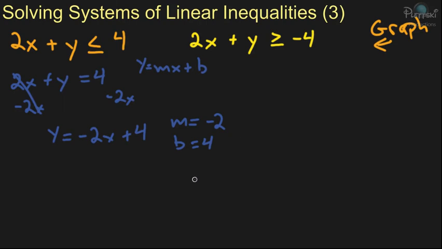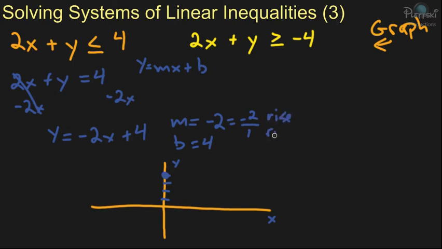We'll graph it by using the y-intercept. Here's your y, and here's your x. The y-intercept, which is 4. And the slope is negative 2, so you go down 2 and over 1. You can also write the slope as negative 2 over 1, so that you have rise over run. And your rise is negative 2. Well, you can assign the negative to either the rise or the run. Either way, you'll get the same line.